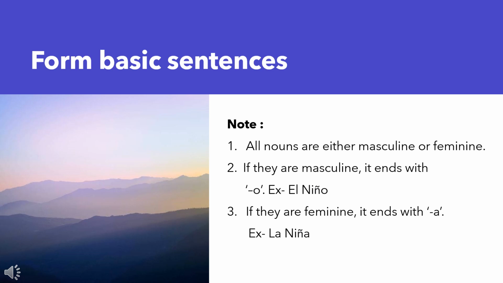All nouns are either masculine or feminine in Spanish. If they are masculine, they end with O. For example, the boy is a masculine word. Boy in English means niño in Spanish. Notice how niño ends with O.